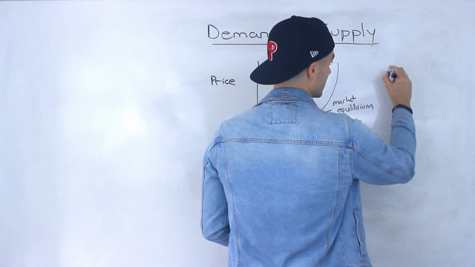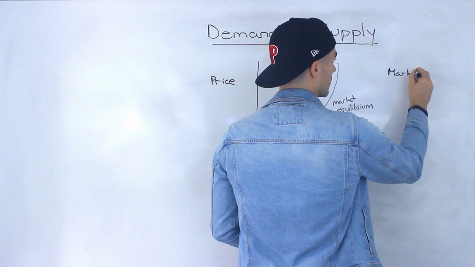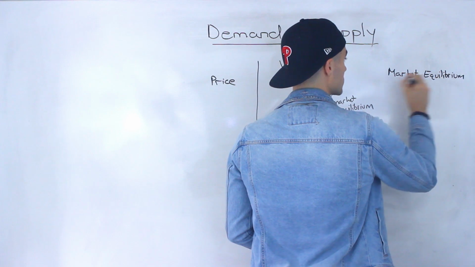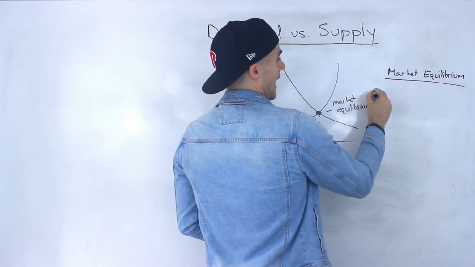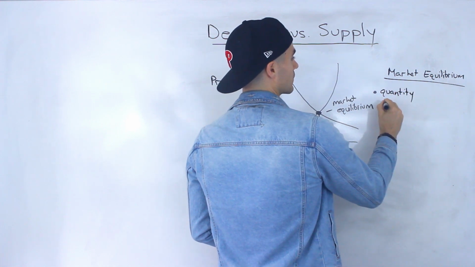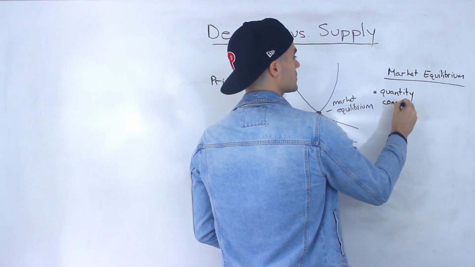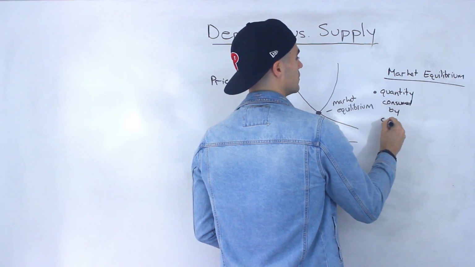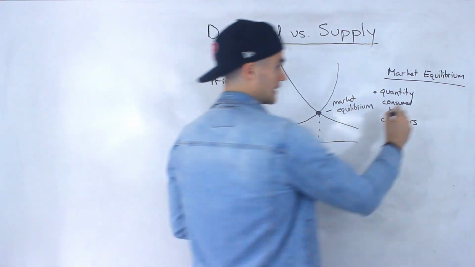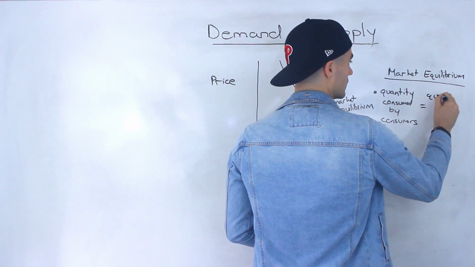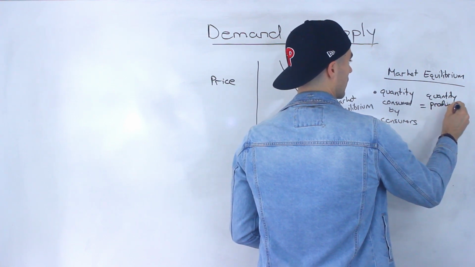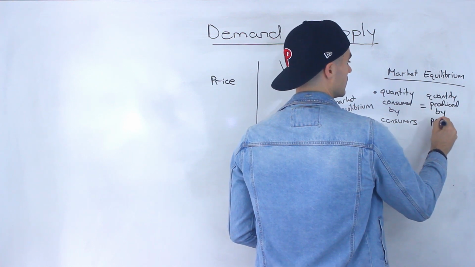And so what does this mean? Let's describe market equilibrium in words. It means that the quantity consumed by consumers of a certain good or service is equal to the quantity produced by producers.